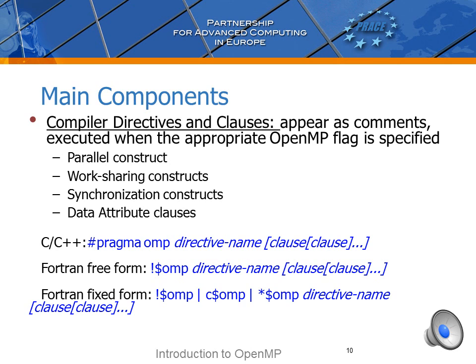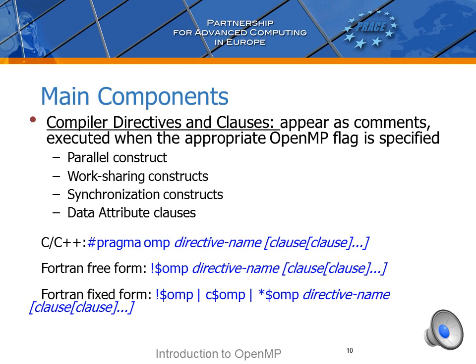In Fortran, OpenMP directives depend upon the type of Fortran source. For free form source, !$OMP is used. For fixed form source, any of these three sentinels at the bottom is accepted. OpenMP directives are case-sensitive for C++ and case-insensitive for Fortran.